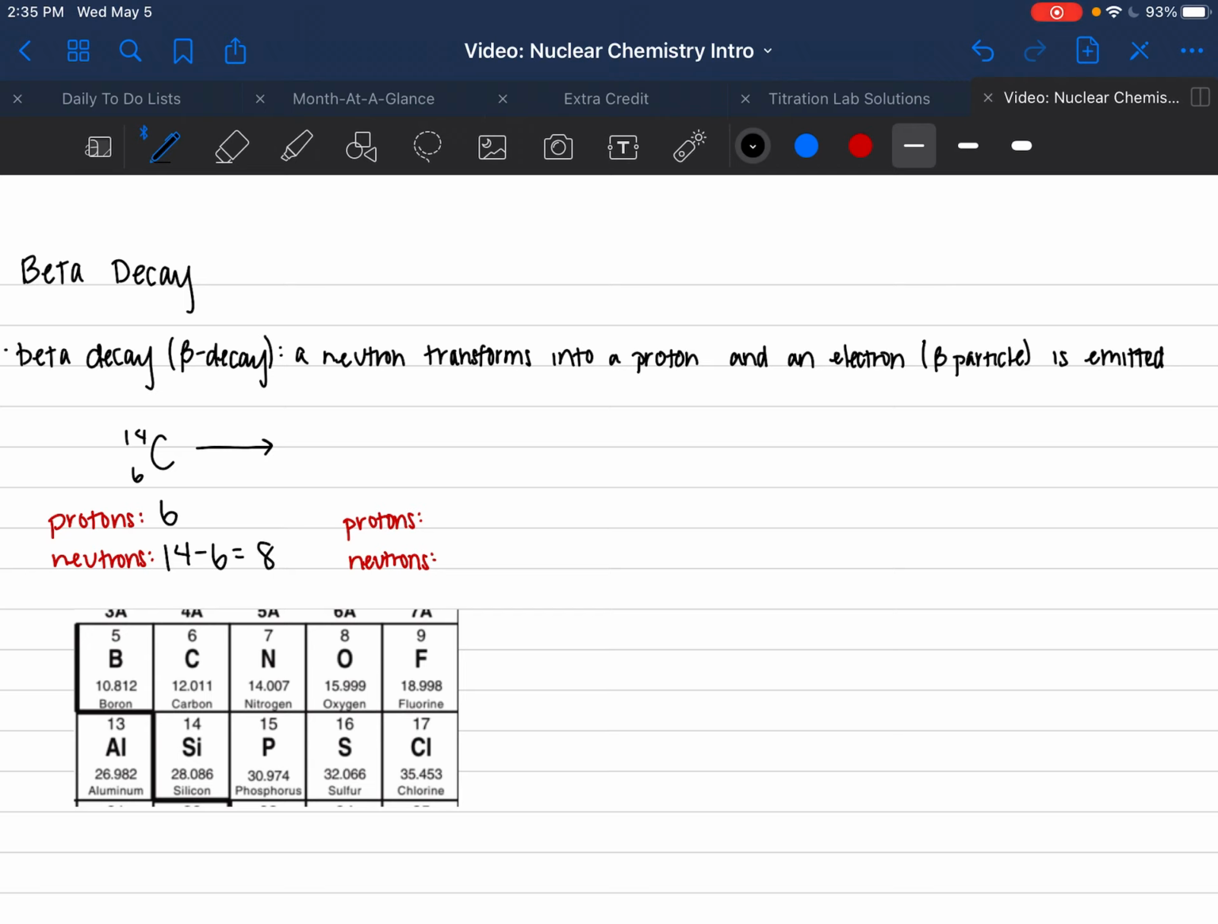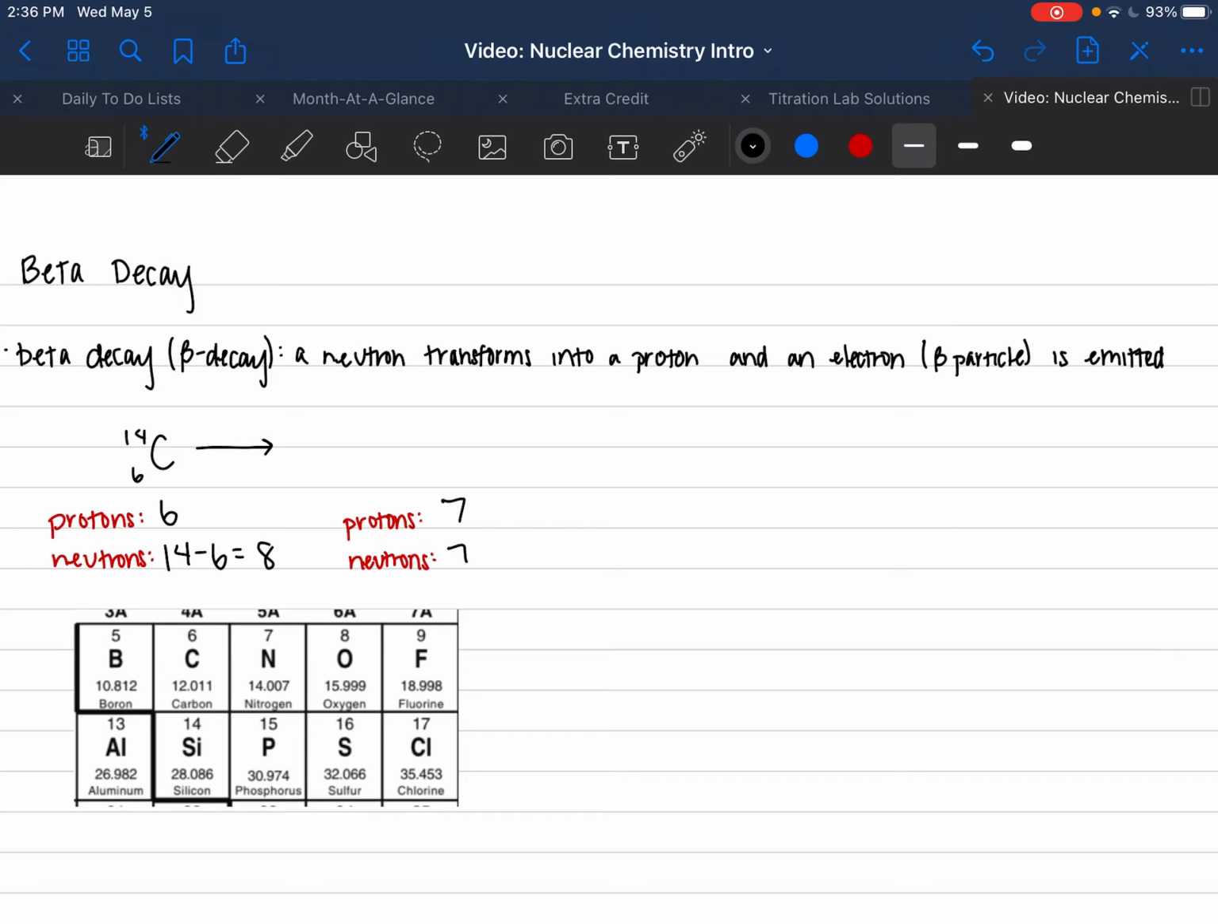Remember, we said that during beta decay, a neutron will transform into a proton. So we're getting an extra proton through this process. So we had 6 protons before, now we are going to have 7. And where we had 8 neutrons before, we now have 1 less because it's being converted into a proton. So we have 7 for neutrons.